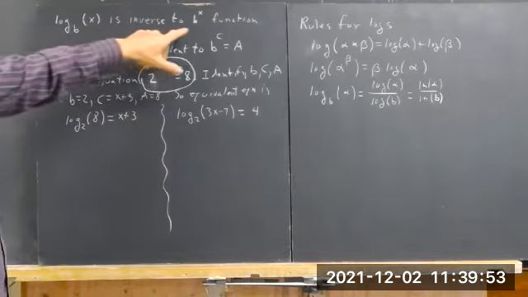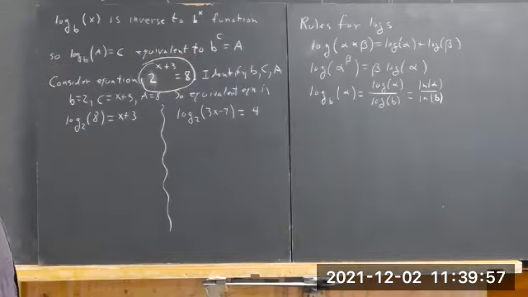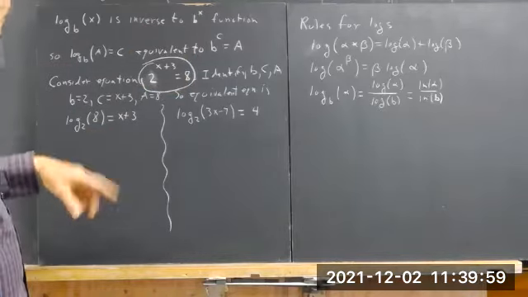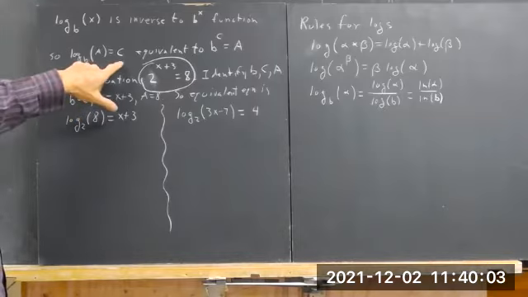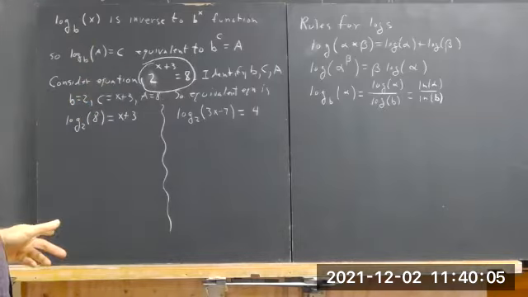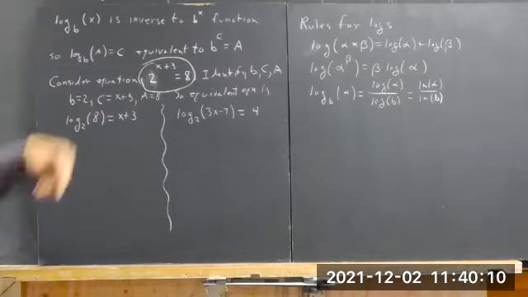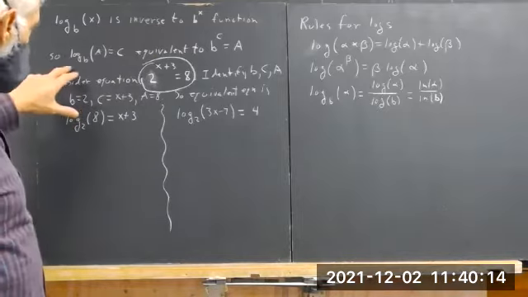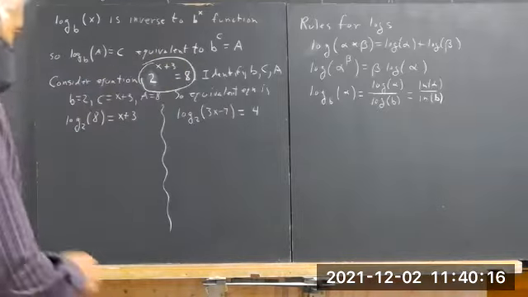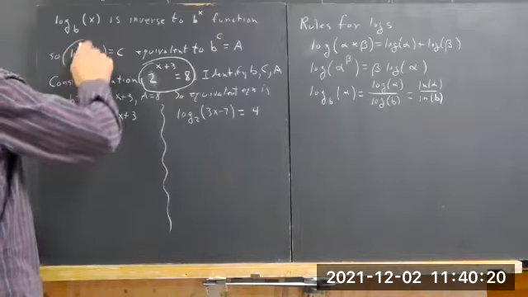Well, we use the fact that the log base b of x function is inverse to the b to the x function. This means, among other things, log base b of a equals c is equivalent to b to the c equals a. Now we can prove those relations are inverse, but we're not going to do that. We're just going to use these to solve some equations.